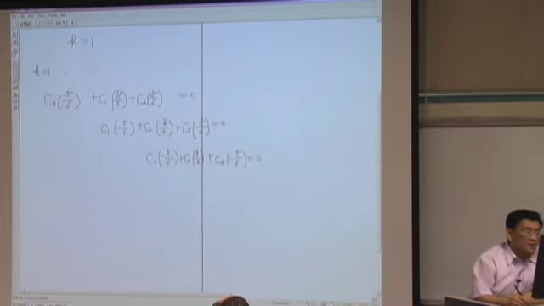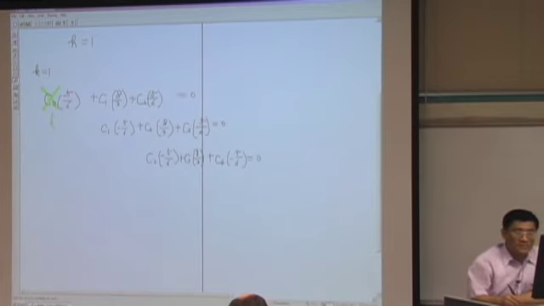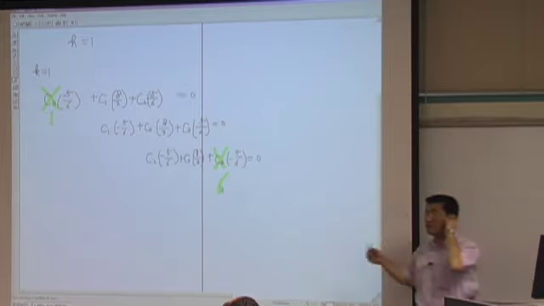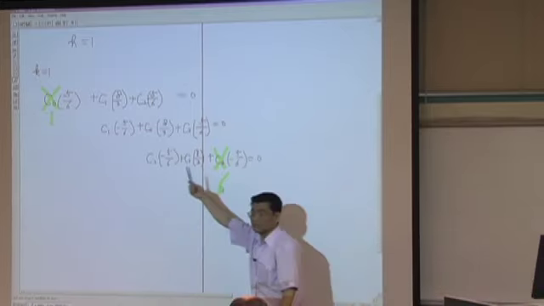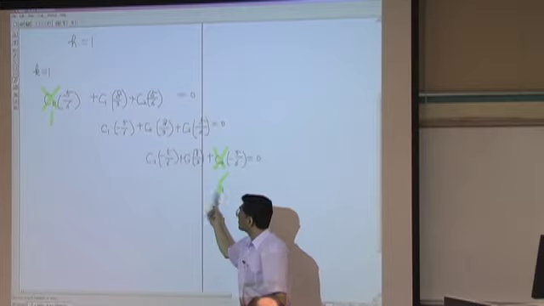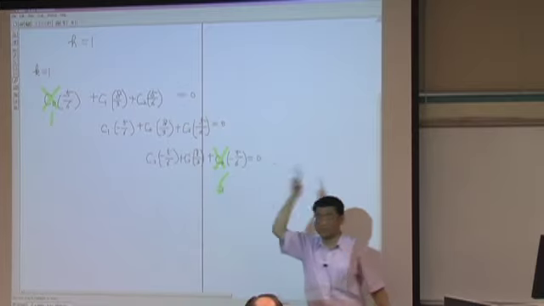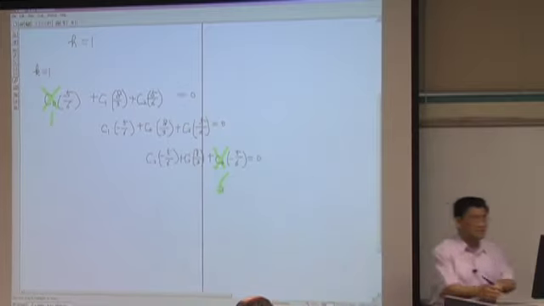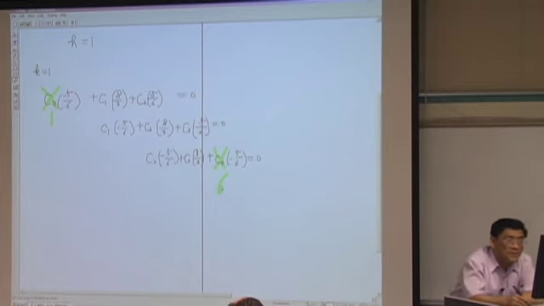What is C0? C0 is what? 1. What is C4? 6, right? All these are given by the boundary conditions, right? Given by the problems, right? This is given by the problem, this is given. Then, as you can see, you can create this kind of system.